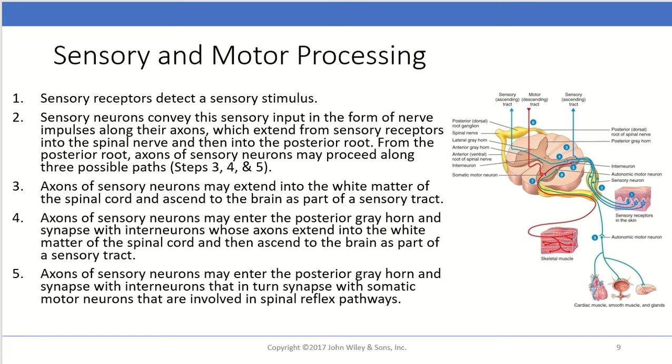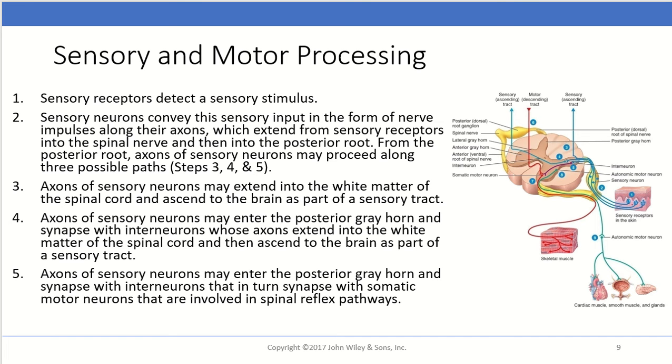The first option is that axons of the sensory neurons may extend into the white matter of the spinal cord and then ascend to the brain as part of that sensory tract. The second option is that axons of sensory neurons may enter the posterior gray horn and synapse with interneurons whose axons extend into the white matter of the spinal cord and then ascend into the brain as part of a sensory tract.